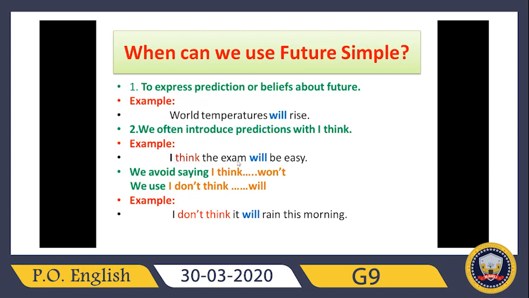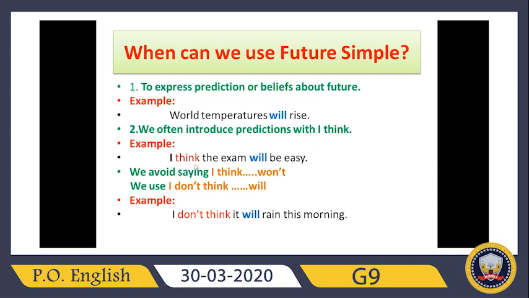I think the exam will be easy. I can omit I think and say just the exam will be easy. It's true, but if I put I think, it's also correct. Okay? So I can put I think and I can omit it. I think the exam will be easy, or the exam will be easy. Both of them are true. And here the same: world temperatures will rise, or I think world temperatures will rise. Both of them are true.